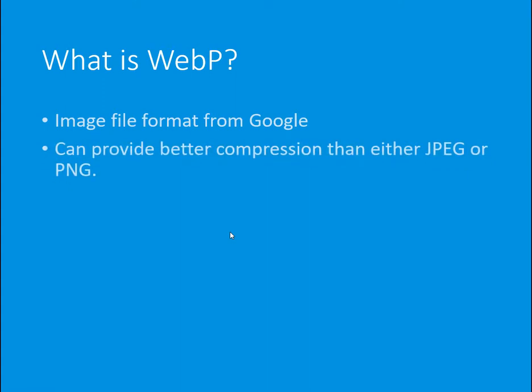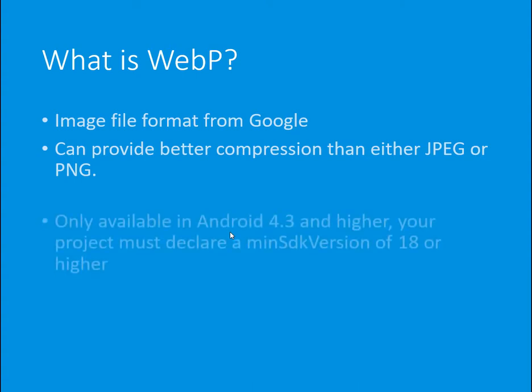The first question: what is WebP exactly? WebP is an image file format created by Google. It can provide better compression than either JPEG or PNG, normally 50% less than the original file and sometimes up to 95% or even more.